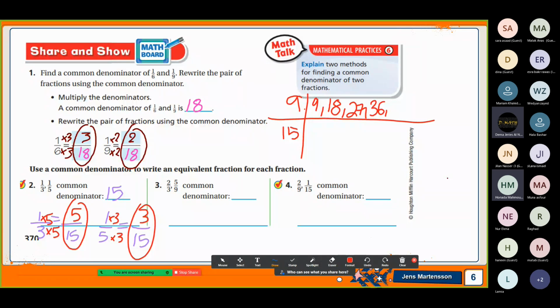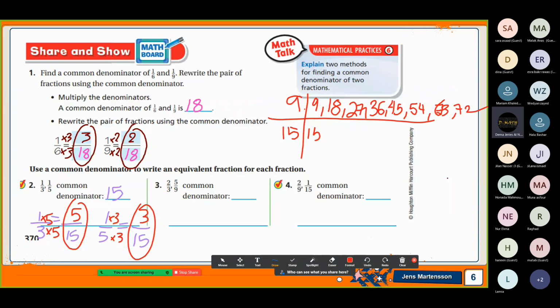5 times 9 equals 45. 6 times 9 equals 54. 7 times 9 equals 63. 8 times 9 equals 72. 9 times 9 equals 81. Okay, so stop here. Now then, what about 15?